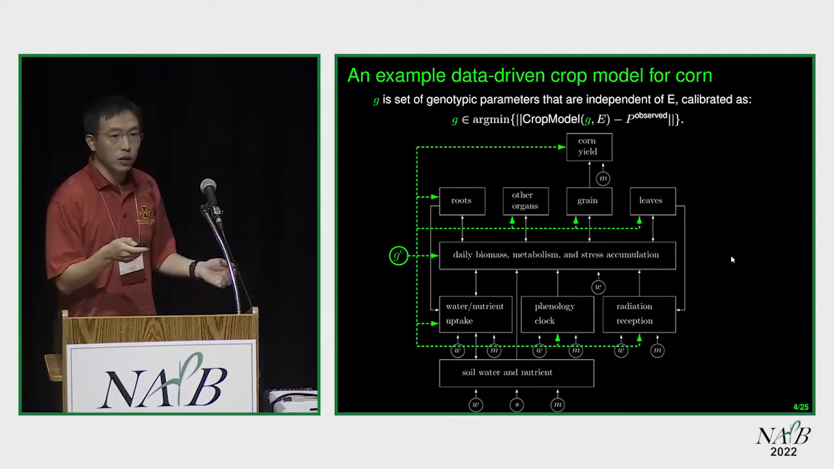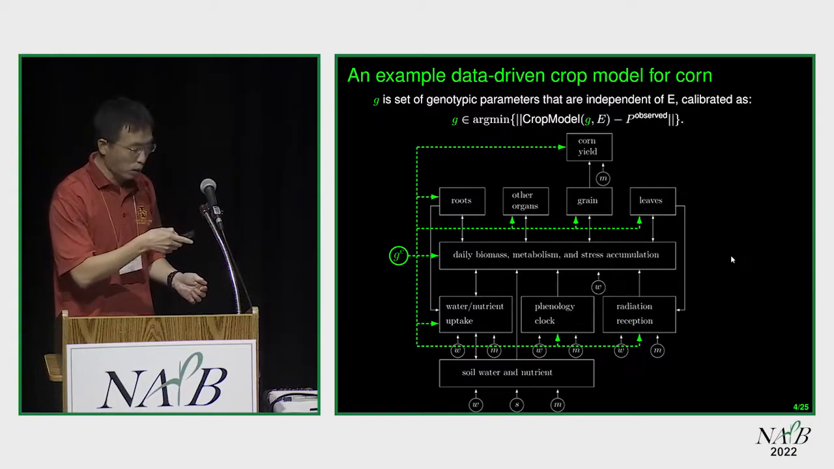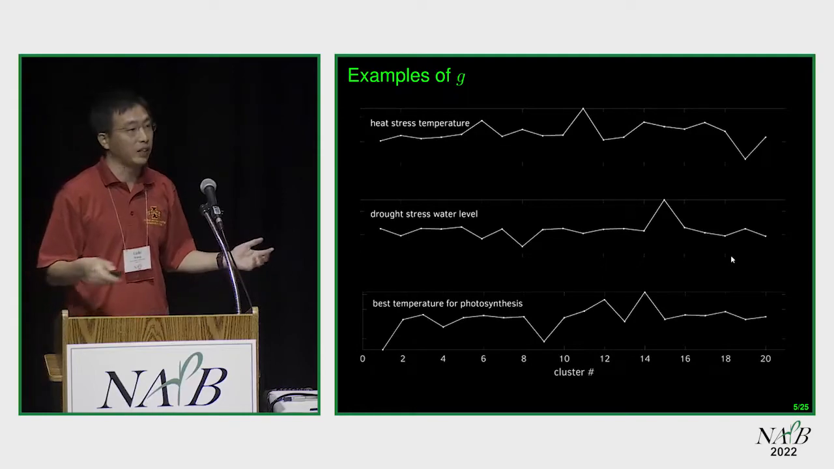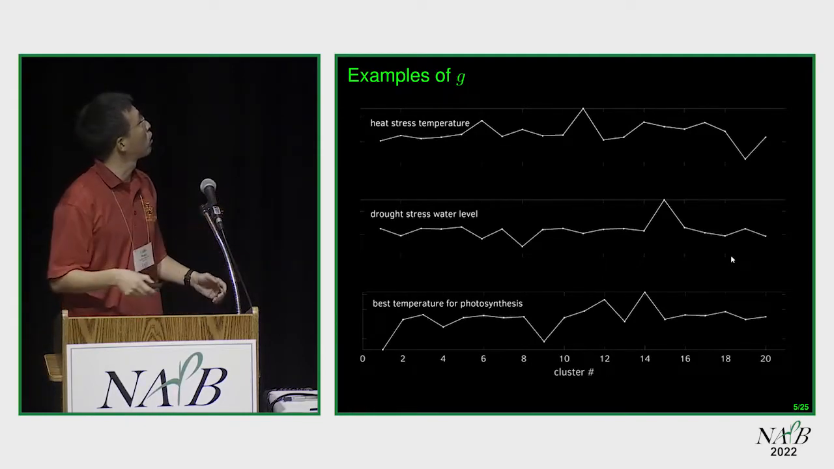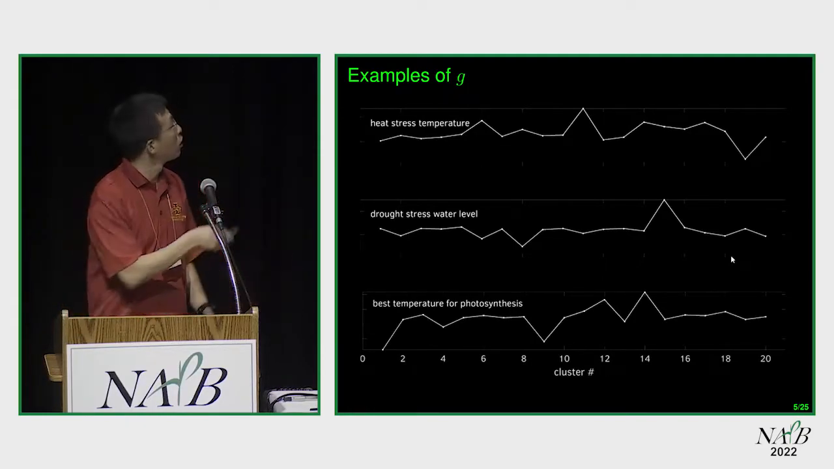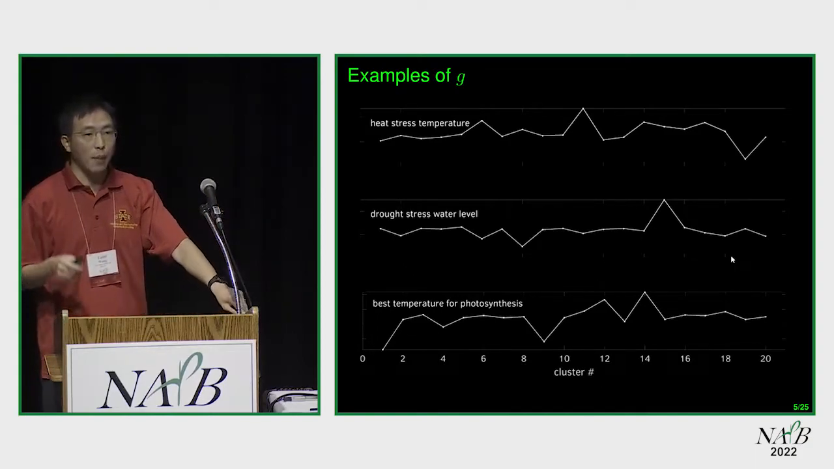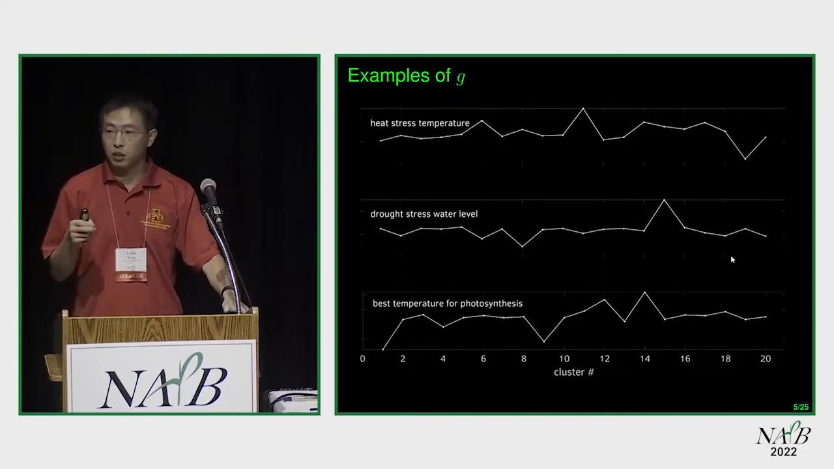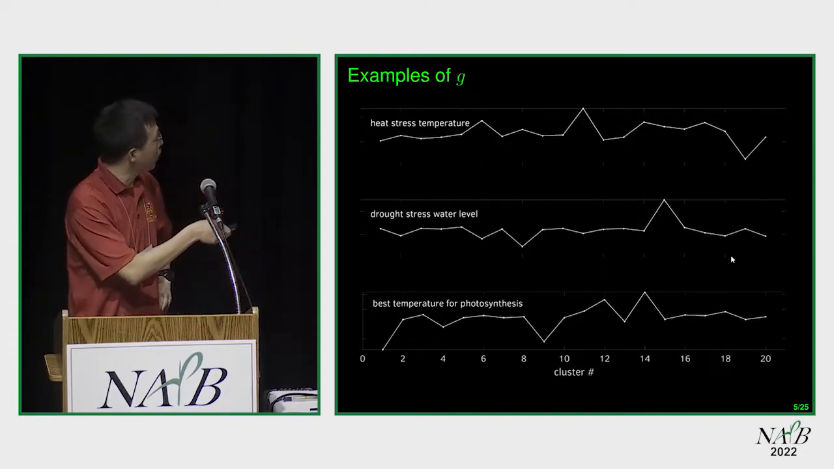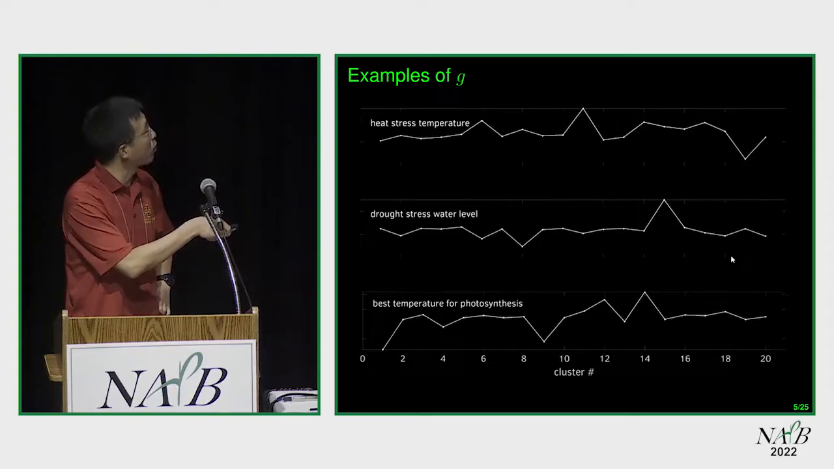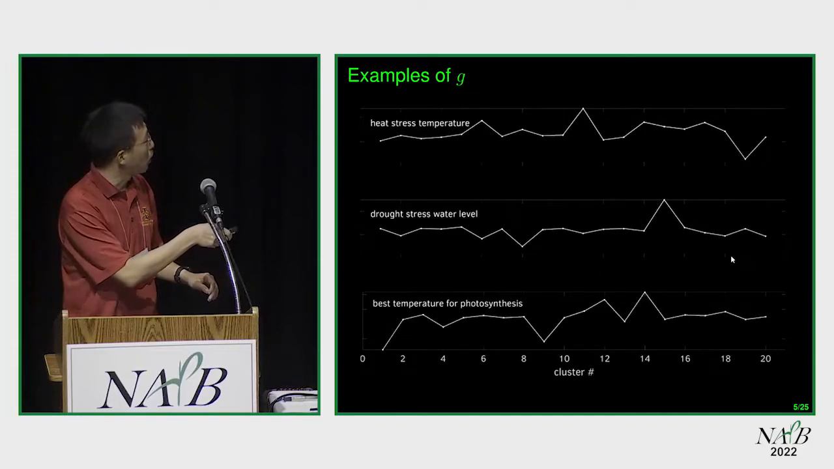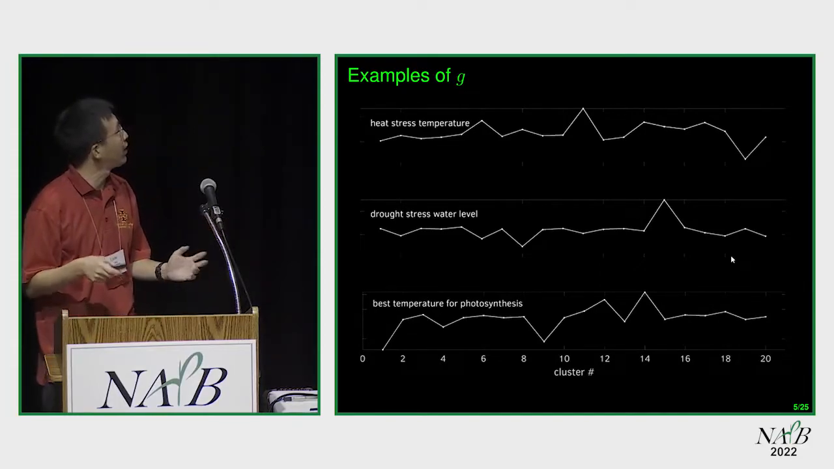Let me give you some examples of the G parameters. In this case, we are looking at 20 different clusters or 20 different varieties, and these are just 3 examples of the genotypic parameters. The top one is the heat stress temperature. If the temperature is above this level, the heat stress starts to kick in. We can tell that cluster or variety number 11 has the highest heat stress tolerance, but number 19 has the lowest heat stress tolerance.